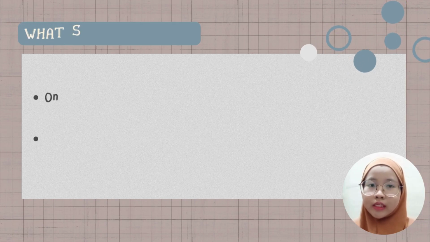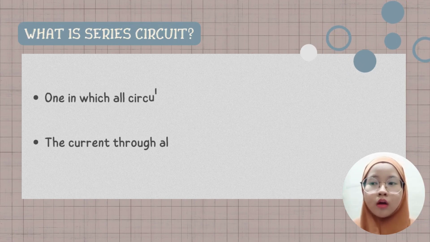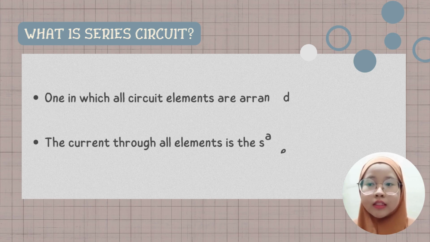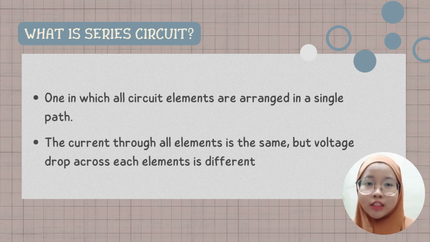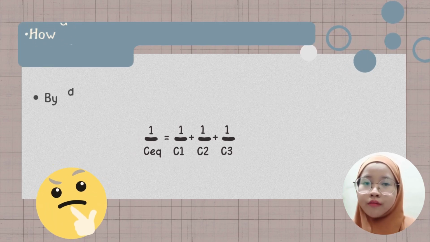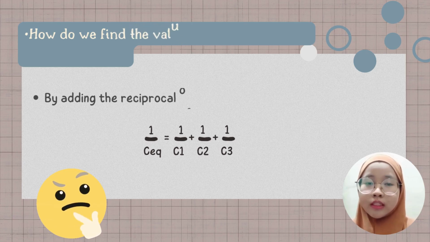What is a series circuit? A series circuit is one in which all circuit elements are arranged in a simple path. In a series circuit, the current through all elements is the same, but the voltage drop across each element is different. Then, how do we find the value of the capacitors in a series circuit?